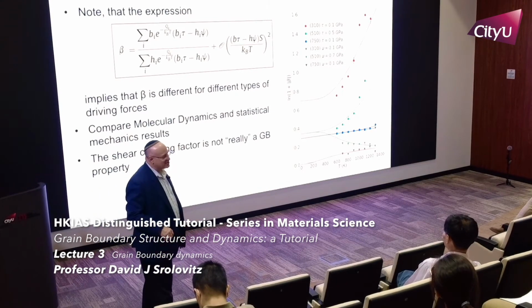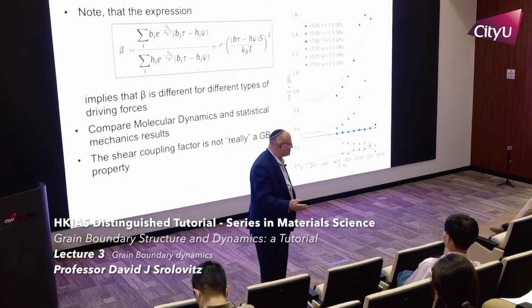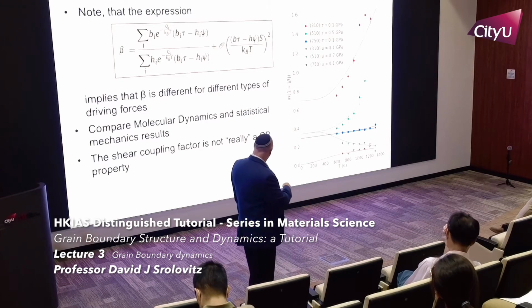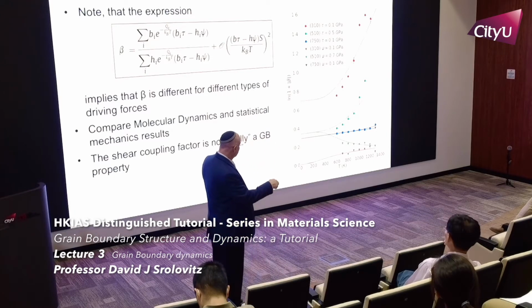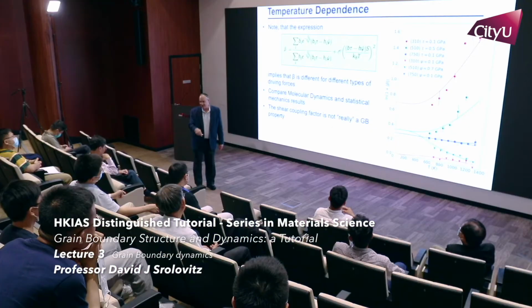So in that sense, shear coupling factor is not really a property of a grain boundary because it depends on how I drive it. But it's completely understandable. It's very predictable, but the point is, this is molecular dynamics data, and the curves are the theoretical part.